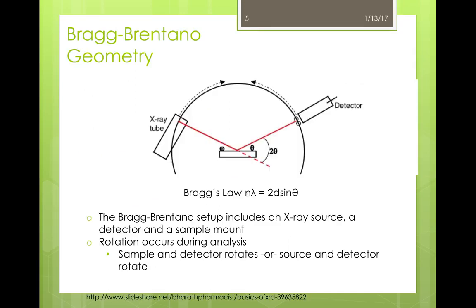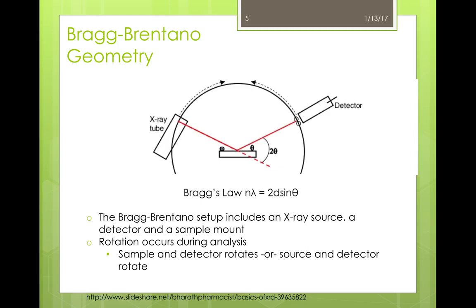Now that we know how Bragg's law relates to the diffraction angle and the lattice spacing, we can take a look at how XRD machines use this law. First, we need to identify the basic setup of the machine. It includes 3 main parts: the X-ray tube, the sample mount, and the detector. In order to find the lattice spacing using Bragg's law, a rotation must take place so that the X-rays can be detected at various diffraction angles.